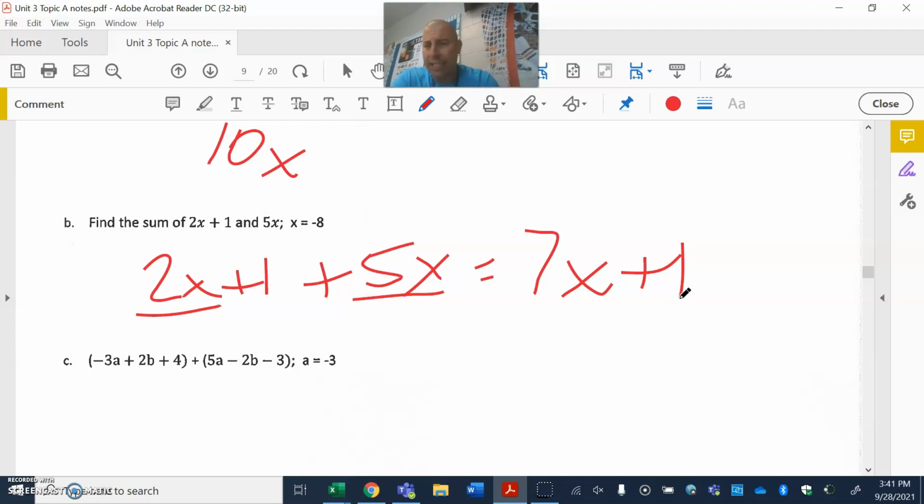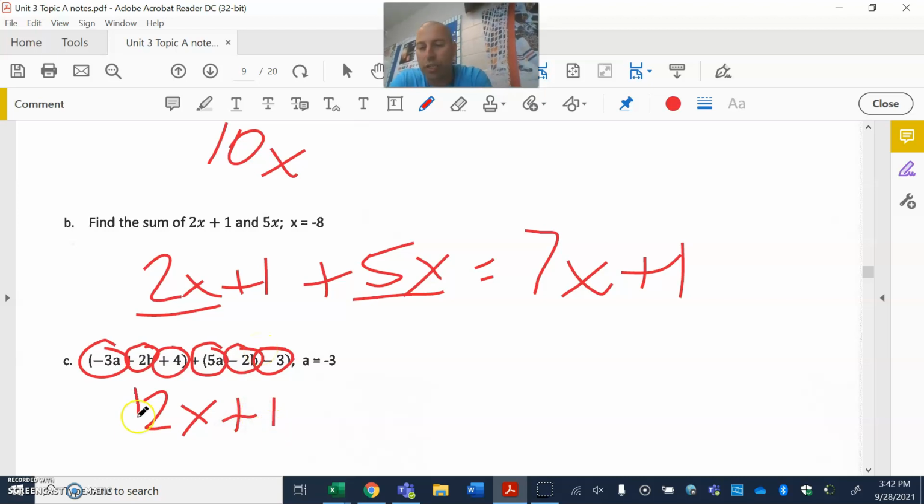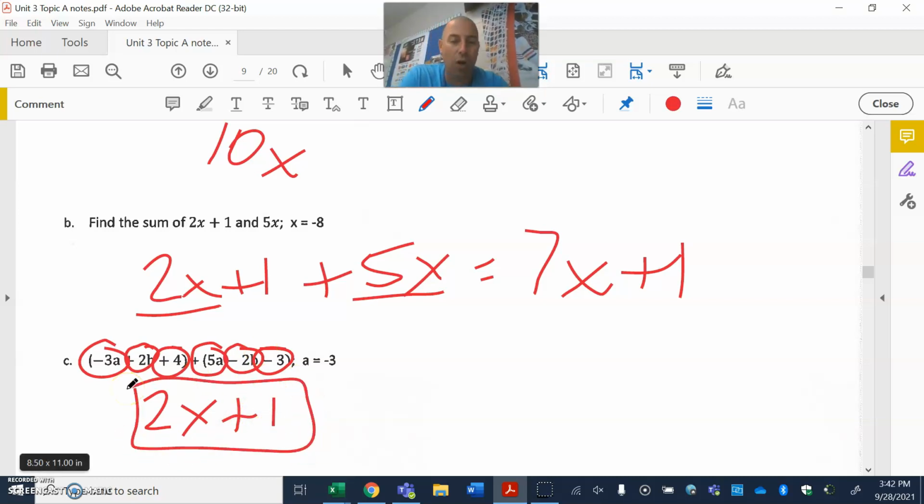All right, let's get into part C here. I see a negative 3a along with a 5a. So that's going to give me a 2a, negative 3 plus 5. I see a 2b and a negative 2b, wave goodbye, additive inverses. And then I see a 4 being combined with a negative 3. So yeah, 4 minus 3 is a 1. It's a positive 1. 2x plus 1, show is over.